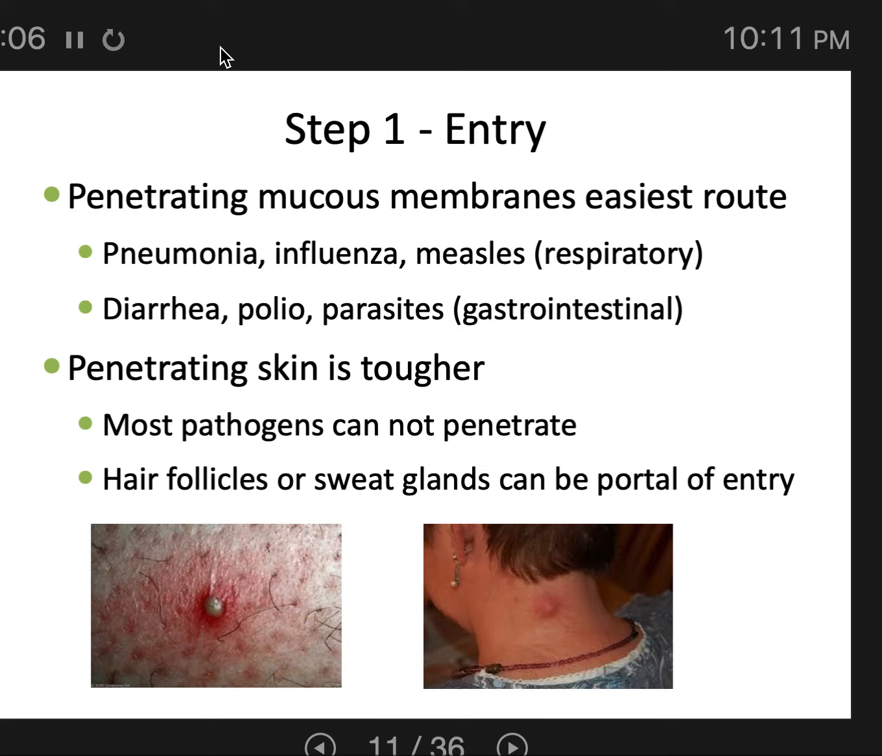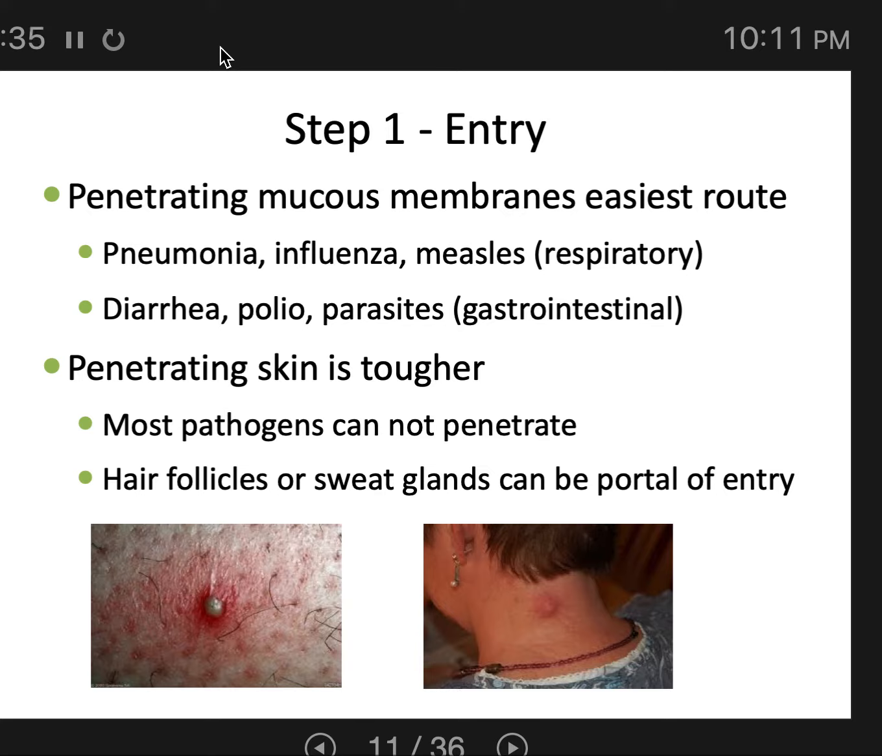Right, so we're picking up with portals of entry and exit. Some of the ways pathogens can enter the human body is by penetrating mucous membranes, and this is the easiest route. Mucous membranes are not well protected. The membranes are very thin, often, so if we're thinking mucous membranes would be, for example, the respiratory tract or the gastrointestinal tract.